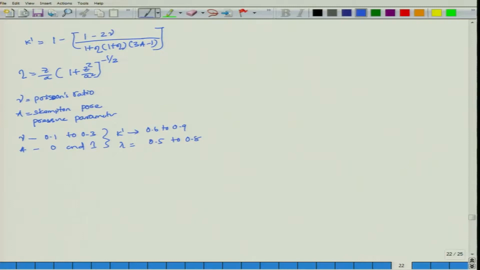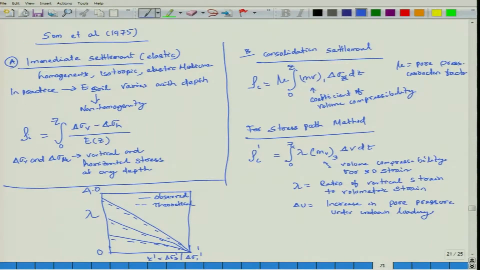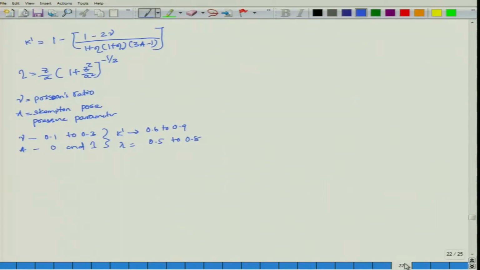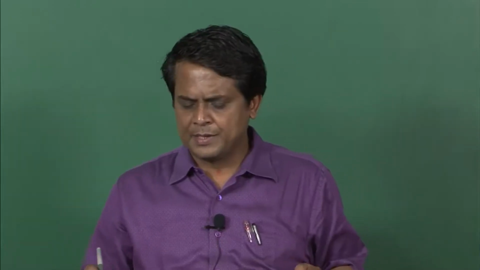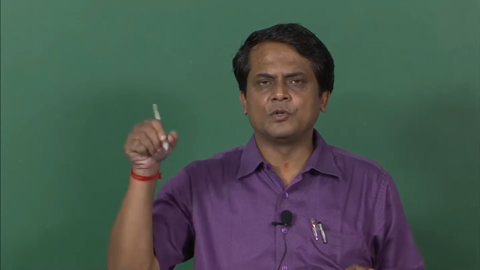For practical purposes, MV3 is equal to MV1. MV3 is the coefficient of volume compressibility for 3 dimensional strain. MV1 is your volume compressibility for 1 dimensional strain, that is your vertical direction consolidation theory. Now, this is about your stress path.